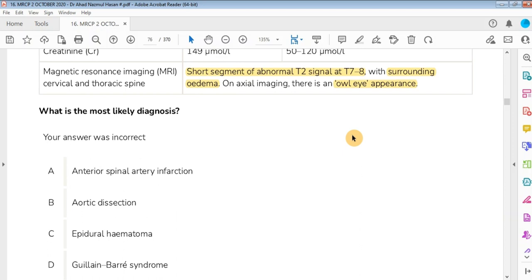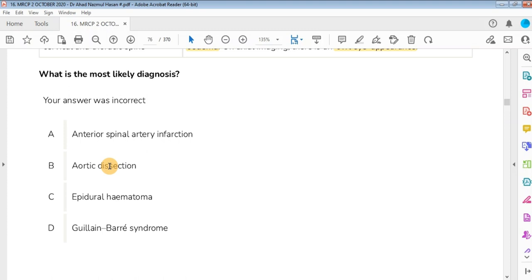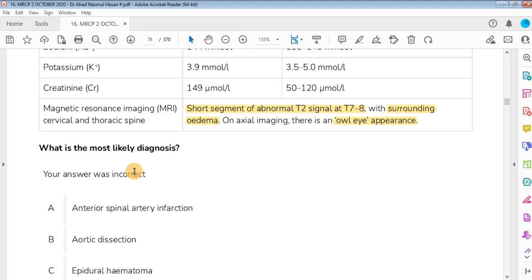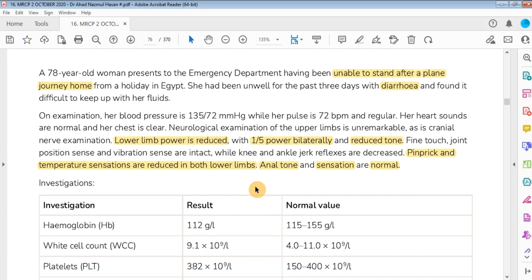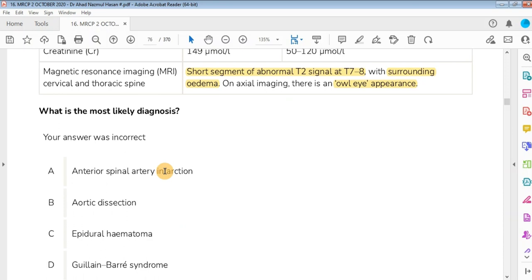Okay, let's go for the exclusion. Can it be aortic dissection? No, the BP is normal, 135 by something, and there is no history of chest pain. In case of aortic dissection, the patient will have severe tearing central chest pain, and there should be a difference in blood pressure in the upper limbs. Both the features are absent, so it cannot be aortic dissection.